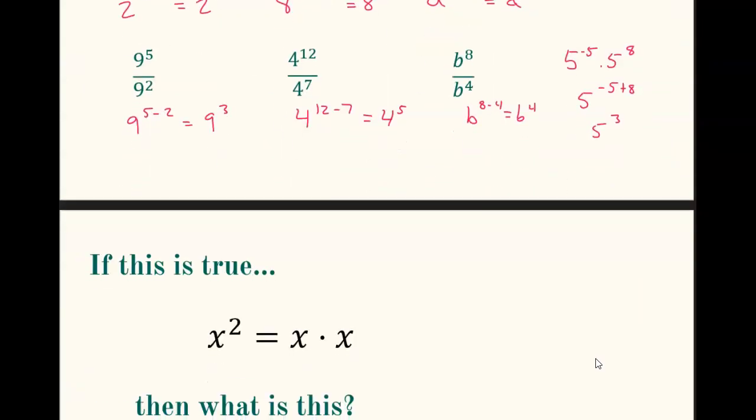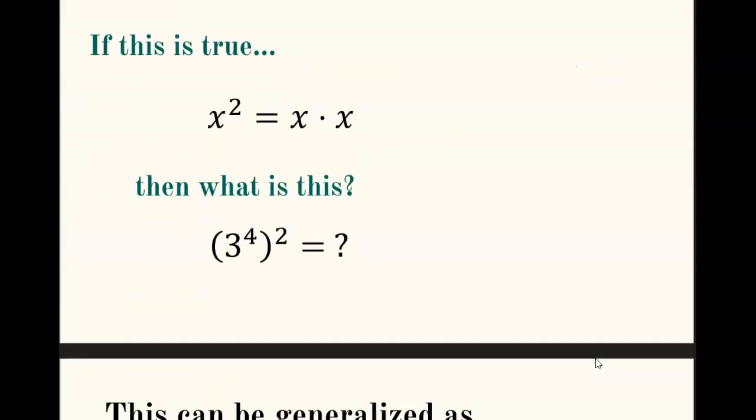So another law with exponents. If this is true, x squared equals x times x, right? That's just the definition of squared. That's the definition of our exponent here. Then what is this? 3 to the 4th, all of that squared. Well, it looks like 3 to the 4th is just our x value here, right? This is x squared, and this is x times x, so this will be 3 to the 4th times 3 to the 4th.